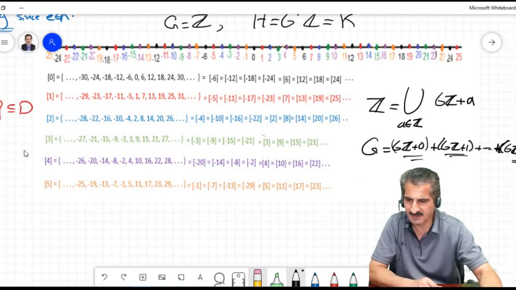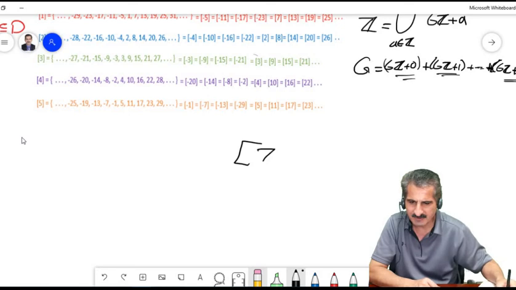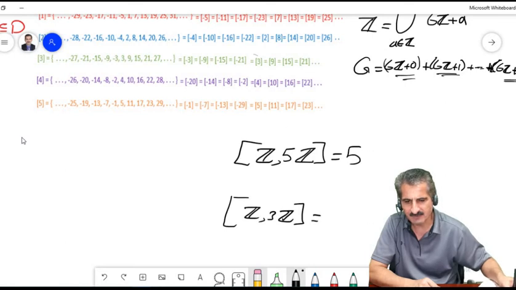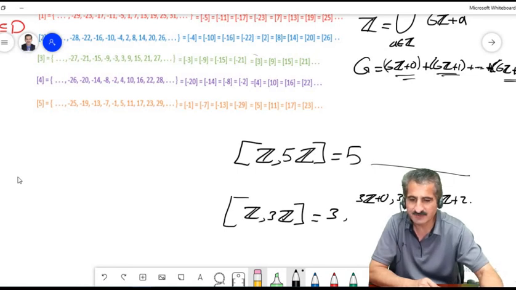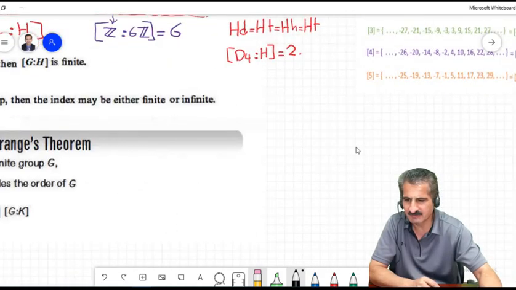Actually, if I ask you now what is the index of 5Z in Z, you know what these cosets are, and you will say this is 5. And if you go back to Z and 3Z, you will say there are 3 cosets here. And what are they? 3Z plus 0, 3Z plus 1, and 3Z plus 2. And here it is 5Z plus 0, 5Z plus 1, 5Z plus 2, all the way till 5Z plus 4. So there will be 5 of them there.